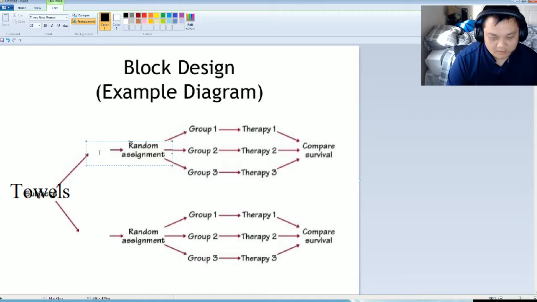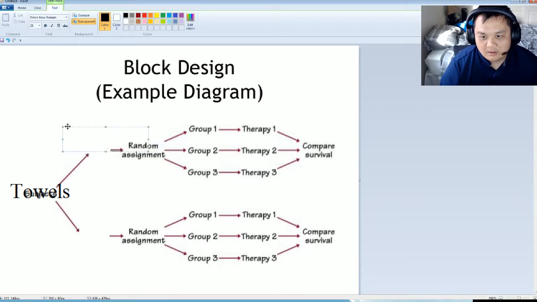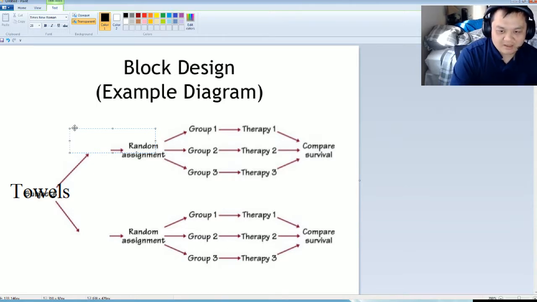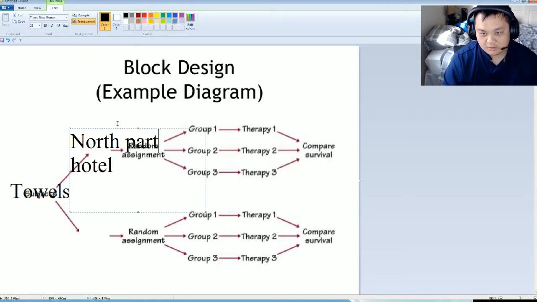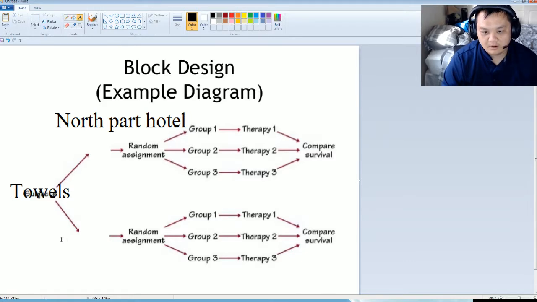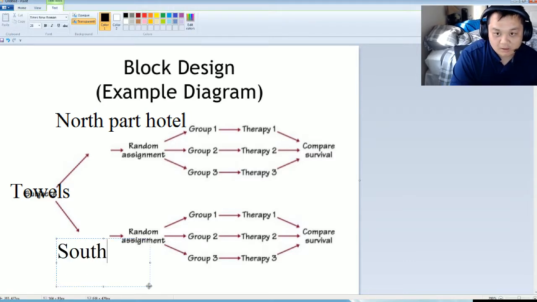Like clean? No, because they all have to be dirty, remember? They all have to be dirty towels, the same dirtiness, for you to see if the detergent works. So if this is a hotel, you can split this into the north part of the hotel and the south part of the hotel. That could be one way.